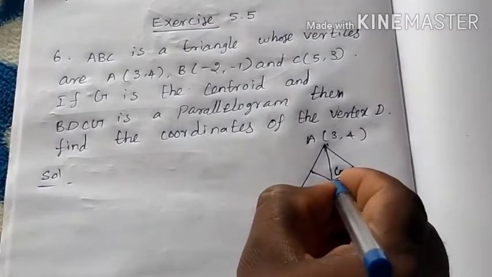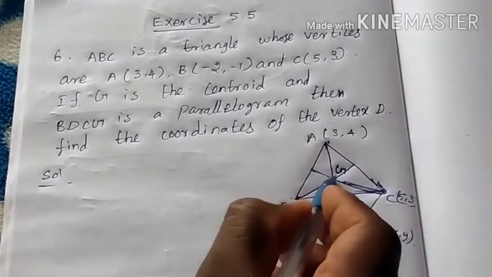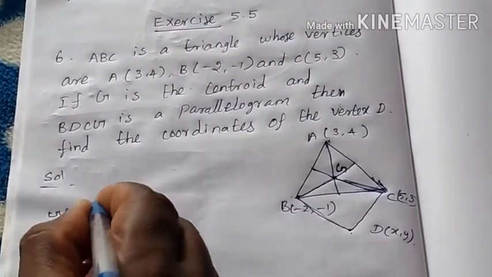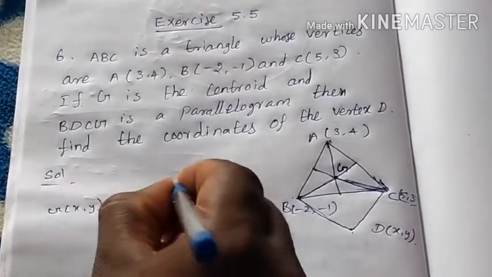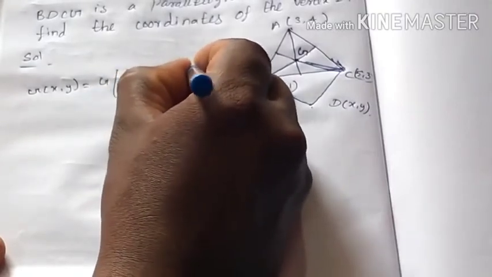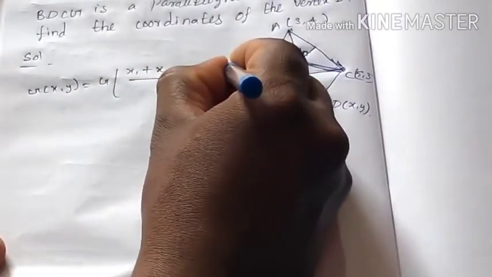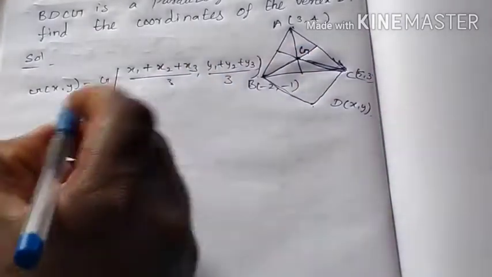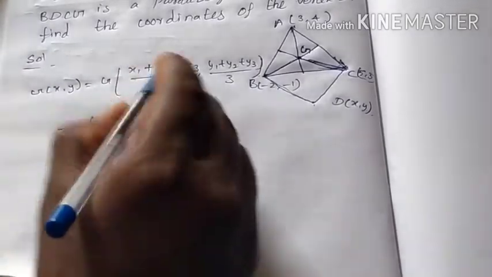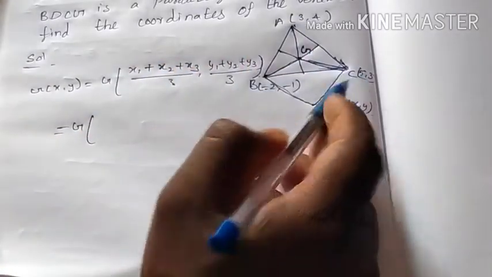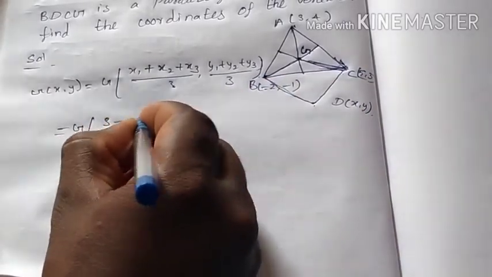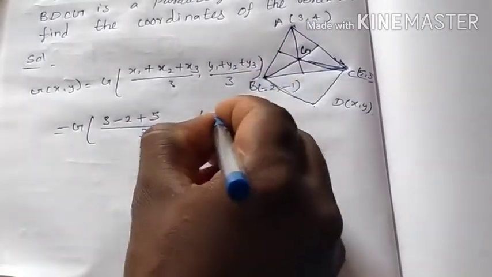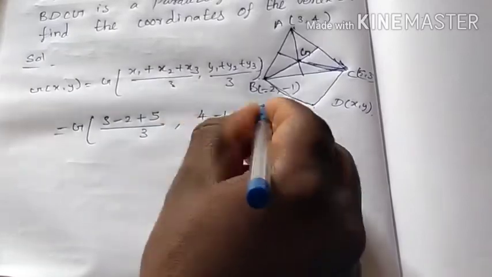First find the point G. G is the centroid of the triangle. So G(x, y) equals G((x1 + x2 + x3)/3, (y1 + y2 + y3)/3). This is your formula, already known. So (3 - 2 + 5)/3, and the y values are (4 - 1 + 3)/3.